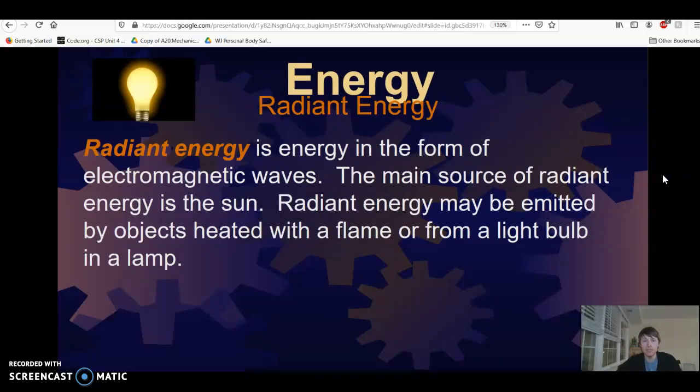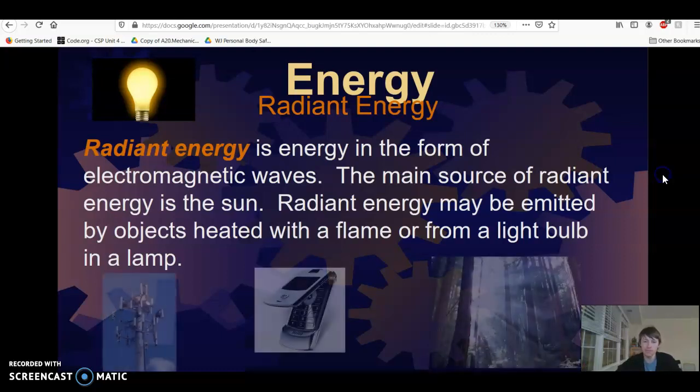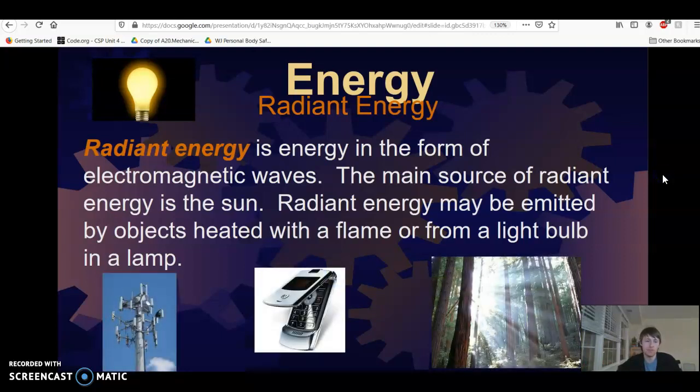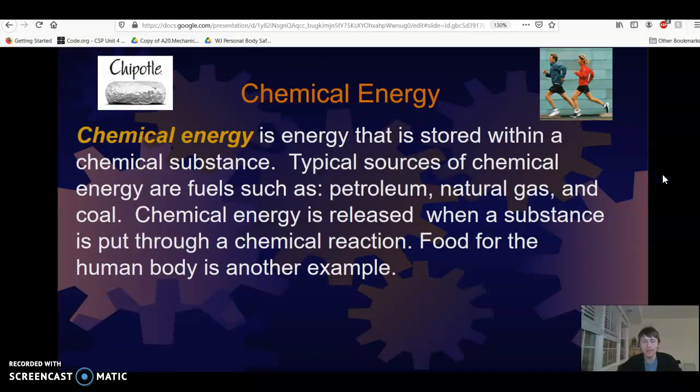We have radiant energy. Radiant energy is, of course, energy from some kind of wave. It could be a light wave, it could be electromagnetic. The main source of radiant energy is the sun. And we have, of course, cell phones, cell towers, microwaves. All of these things are forms of radiant energy.